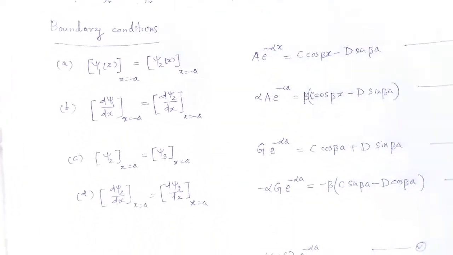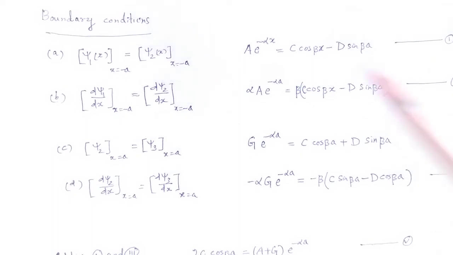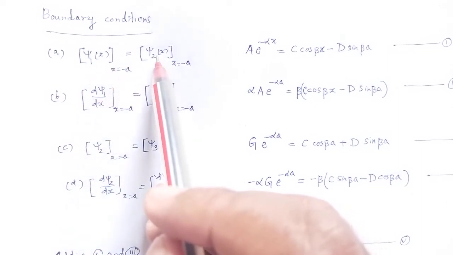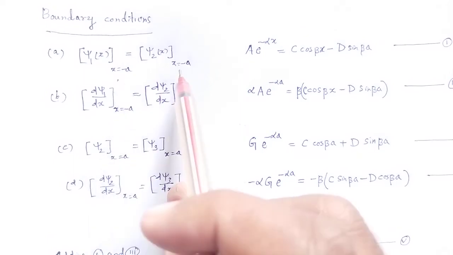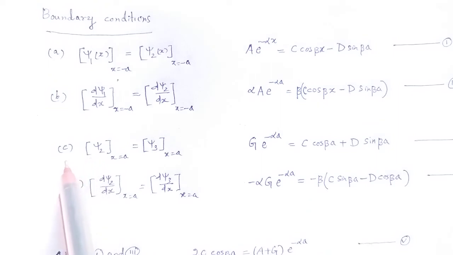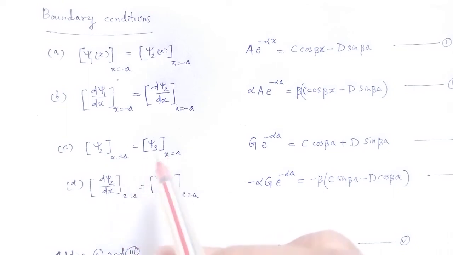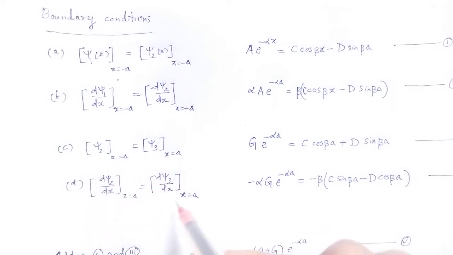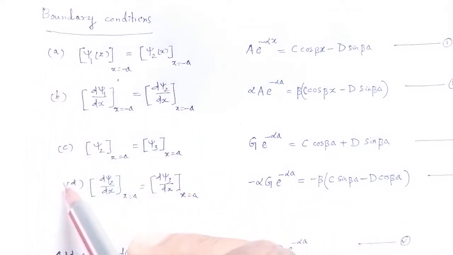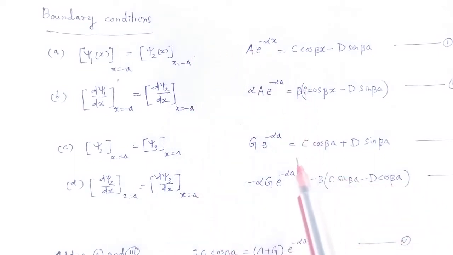So the boundary conditions. Boundary condition 1: psi 1 of x is equal to psi 2 of x at x is equal to minus a, and again its differentiation is also the same. Another boundary condition: psi 2 is the same as psi 3 at x equal to a, and its differentiation at the same limit will be the same. These four boundary conditions express four different equations.